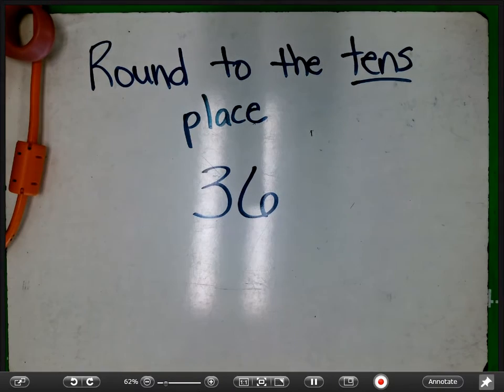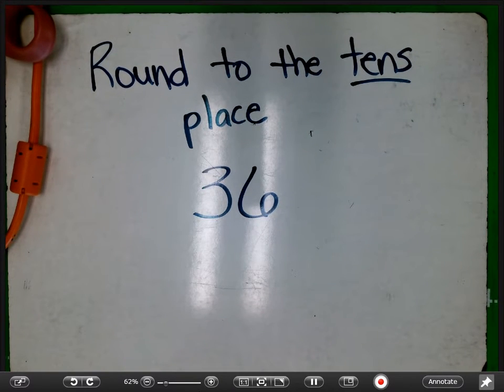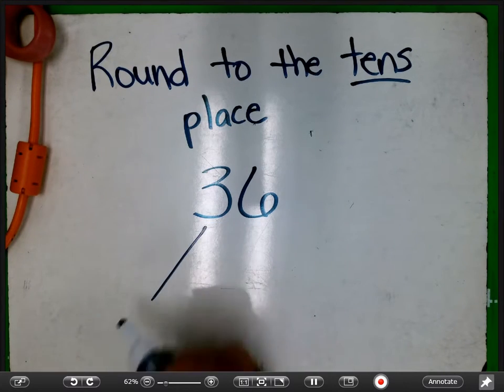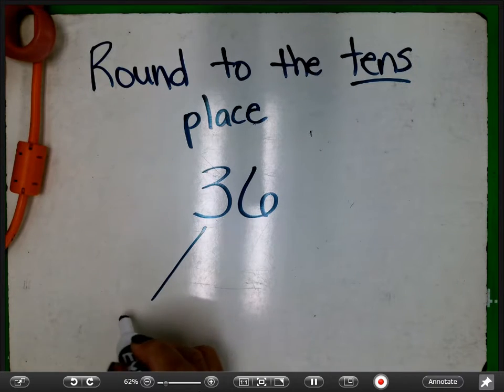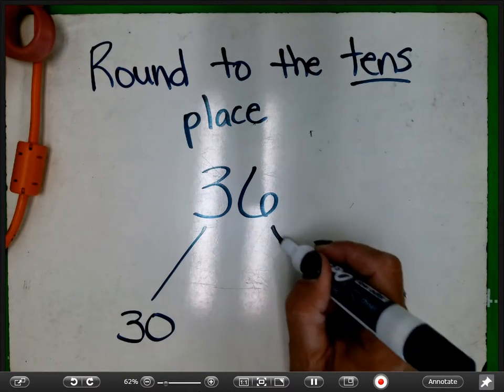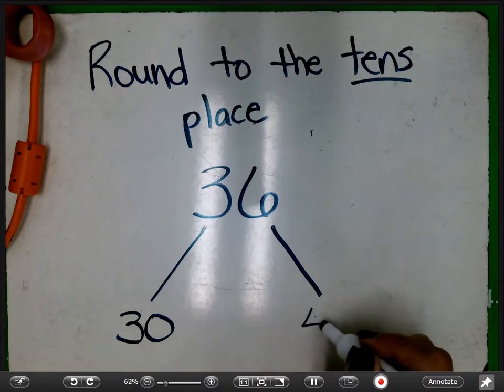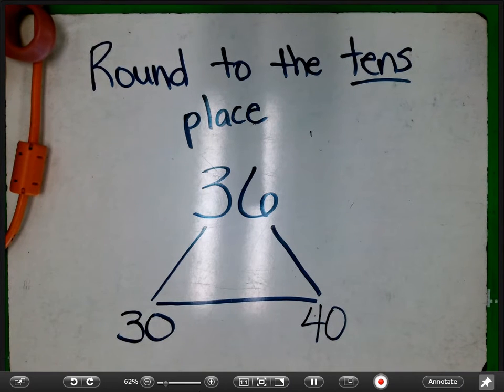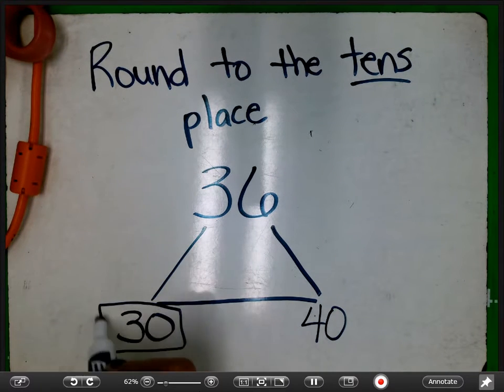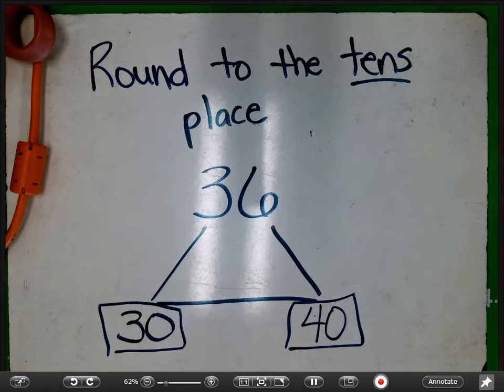36. Okay, the first step I'm going to do is ask myself, where on the number line would 36 be? What number is before it? Listen to it. 36. What's before it? 30. What number is after it? 40. We just created a section of that number line, and we just came up with the 2 possible answers. It has to be one of those.